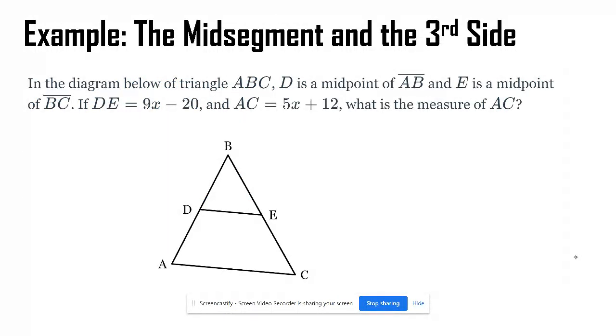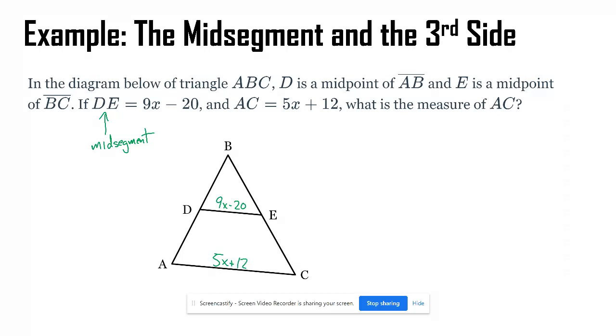It tells us that E and D are midpoints, which means that DE is a midsegment. So DE is a midsegment. And it gives us some information about DE. It says that's 9x minus 20. And about AC, which is the third side of the triangle, the side the midsegment's not touching. That's 5x plus 12. So what we can do here is we can set up an equation.